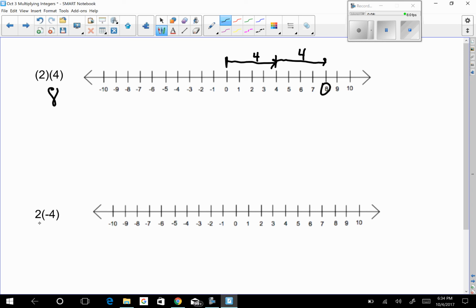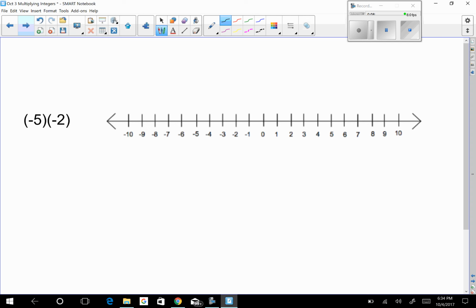Now 2 groups of negative 4. So we need 2 arrows, and each arrow is going to be negative 4, which means 4 to the left. So 1, 2, 3, 4. Right there, there's negative 4. All right, and we need our second arrow. 1, 2, 3, 4. And where do we end up? At negative 8. So 2 groups of negative 4 is negative 8.